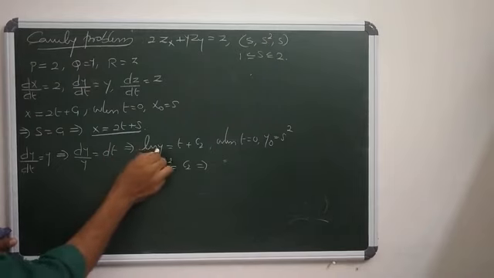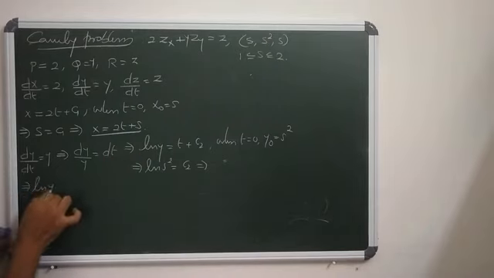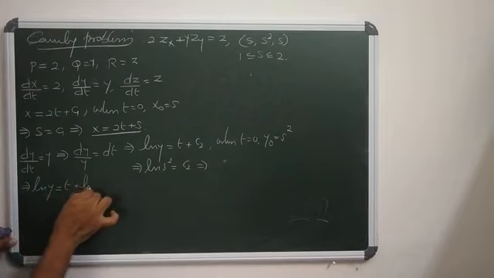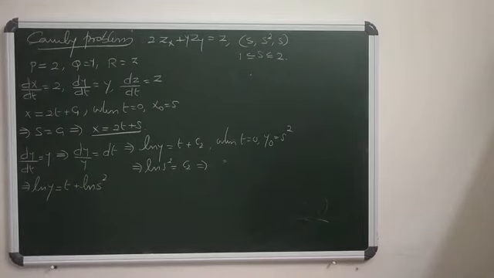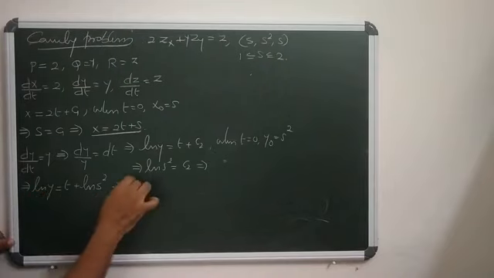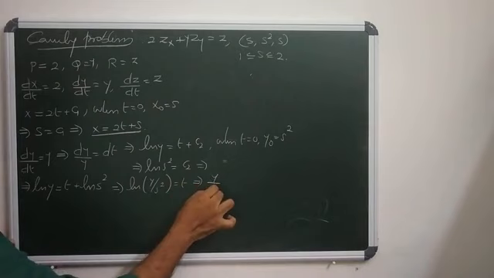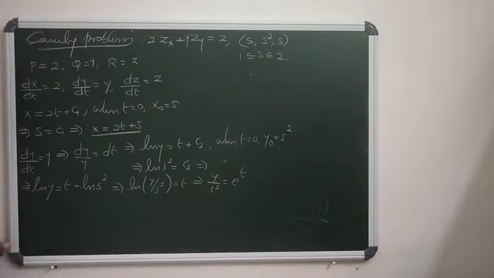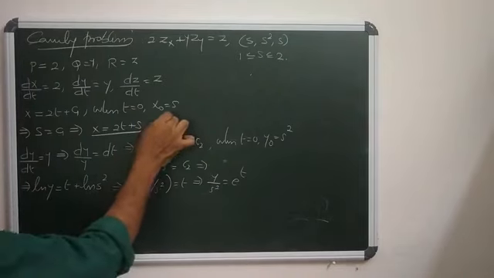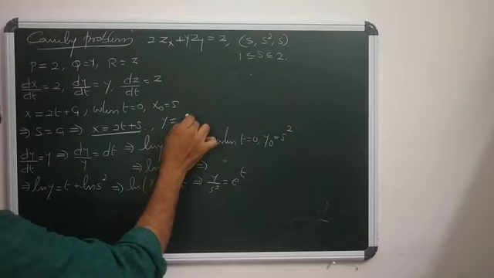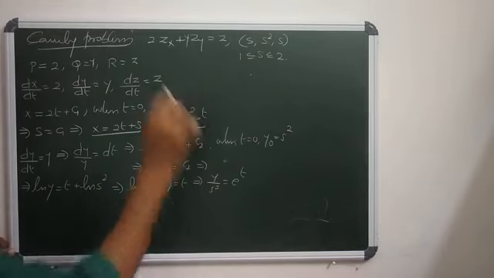So log y equals t plus log c2, where c2 means log s square, which is actually 2 log s. So log y minus log s square, and since log a minus log b is log a by b, log y by s square equals t. That means y by s square equals e power t, or y equals s square into e power t. This is y.